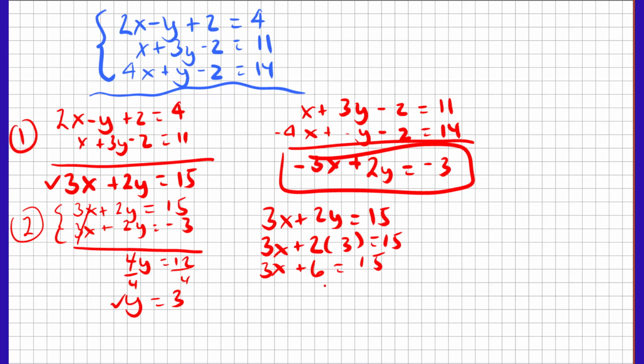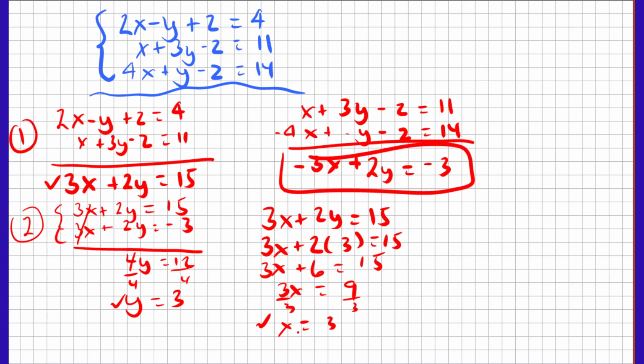Subtract 6 from both sides. So we've got 3x equal 15 minus 6. That's 9. Divide both sides by 3. That leaves us x equal 3. All right, so I've got a y value of 3 and an x value of 3. So the third step is we're going to solve for z by substituting.